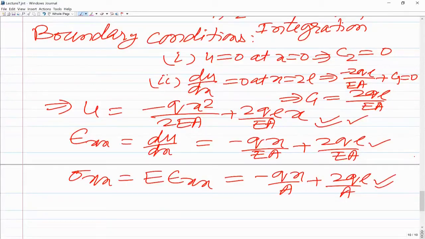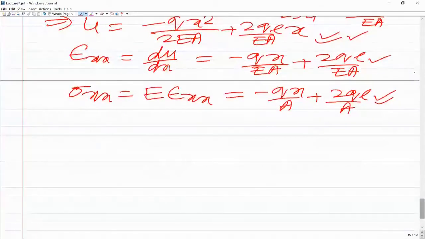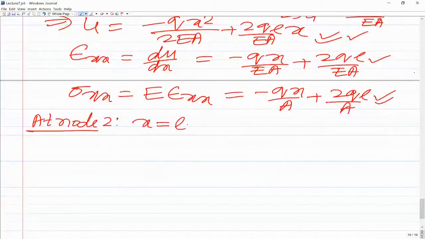Now we want to compare the values of displacements, stresses and strains at different points. First, let me compare the displacements at node 2 and 3, which we have got directly from the finite element solution. Looking at the finite element node 2, at node 2 we will have small x equal to small l.